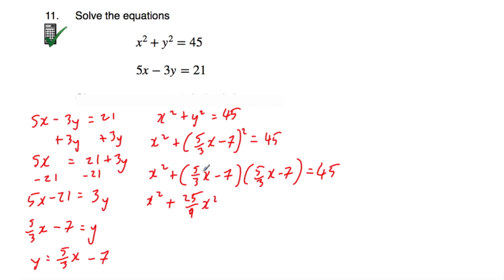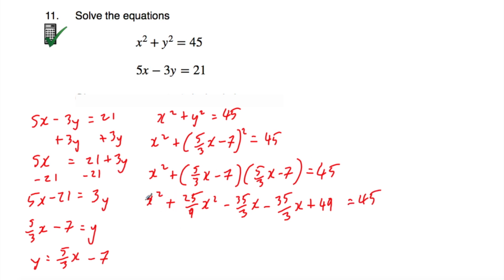Next, we've got 5/3 x times minus 7. Again, it's a calculator paper, so you can do it on your calculator, and you're going to get 35 over 3. So 5/3 x times minus 7 will be minus 35 over 3 x. And we've got the same again here, so that's going to be another minus 35 over 3 x. And then finally, we've got minus 7 times minus 7, so it's going to be plus 49. And that equals 45. Now let's simplify this.